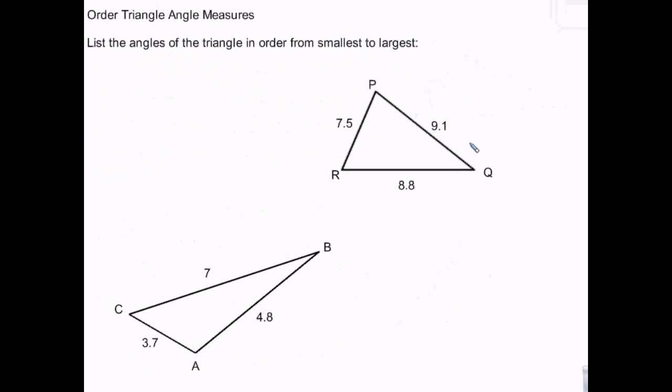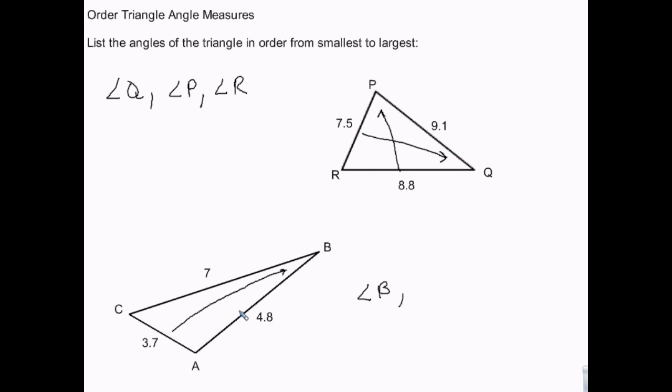So we can use that to list the angles from smallest to largest. So if we look at this, the smallest side is PR. So angle Q is across from it, so angle Q is the smallest, and then angle P, and then angle R. 3.7 is the smallest, that's across from angle B. And then 4.8, it's across from angle C, and then angle A.